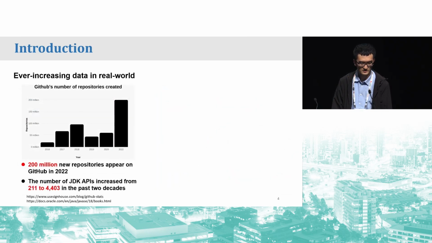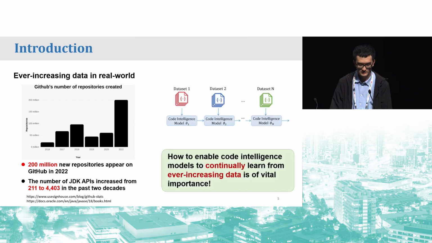In the real world, data is always produced in an ever-increasing fashion. For example, the number of GitHub repositories and the JDK APIs increased substantially in recent years. These new repositories and APIs may contain various programming knowledge that is crucial for providing up-to-date and high-quality assistance for developers. Therefore, how to enable code intelligence models to continually learn from ever-increasing data is of vital importance.